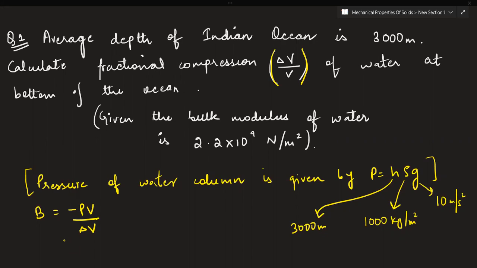Ma'am, is it minus 2.72 into 10 to the power minus 3? Minus 2.72 into 10 to the power minus 3. No, not minus 2.7.